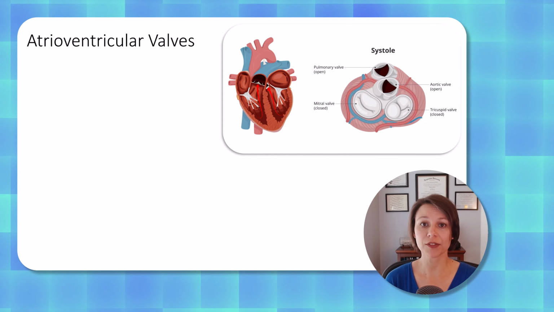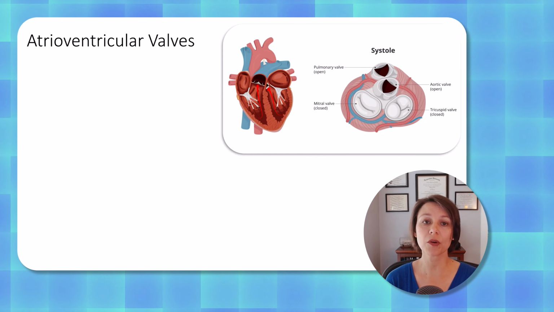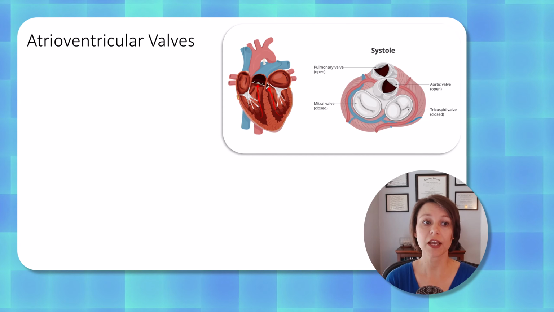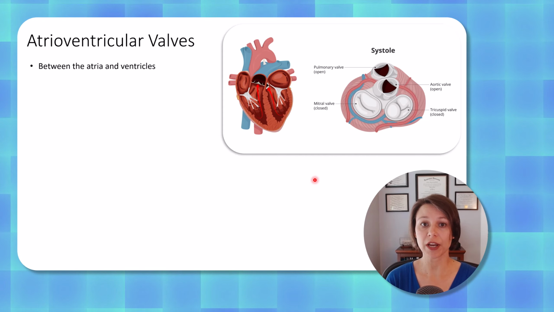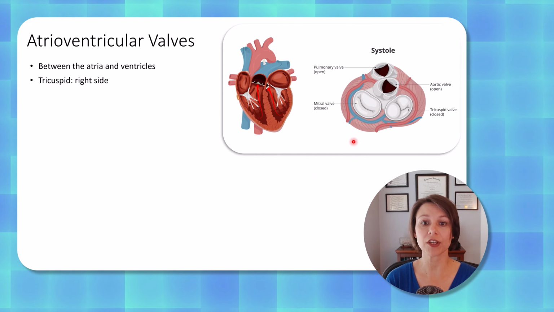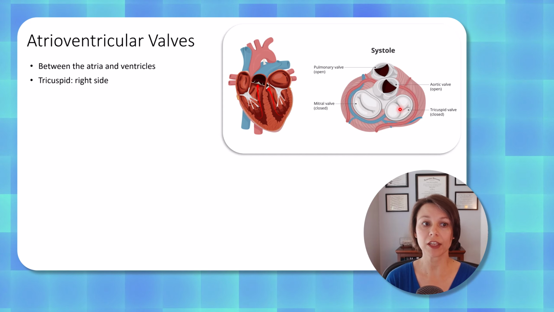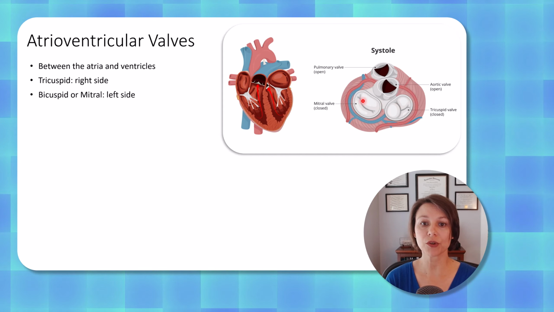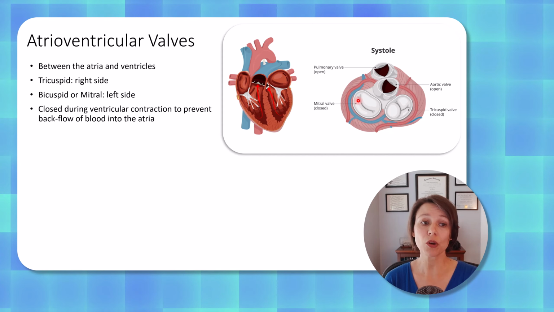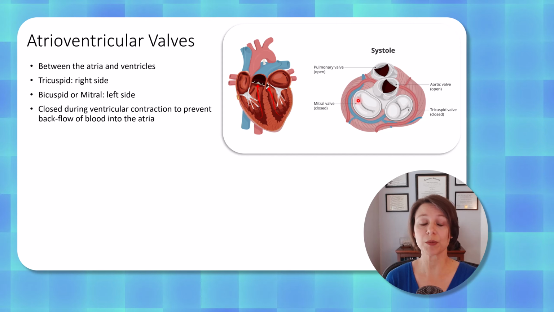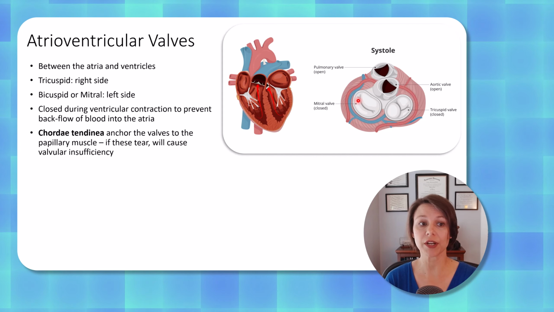Let's talk about the valves of the heart a little bit more. We'll start with the atrioventricular valves. These are the valves that are between the atria and the ventricles. So we have the tricuspid on the right side, and we have the mitral or the bicuspid on the left side. They'll be closed during ventricular contraction to prevent backflow into the atria.